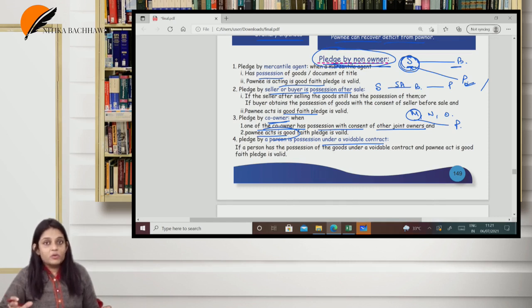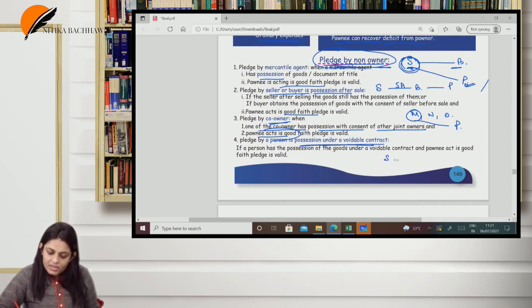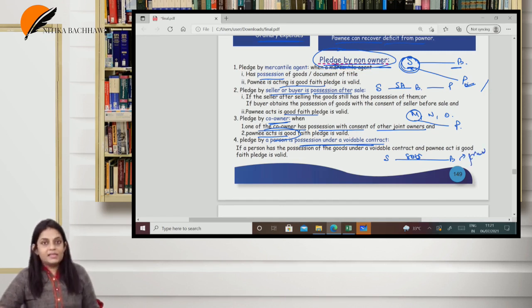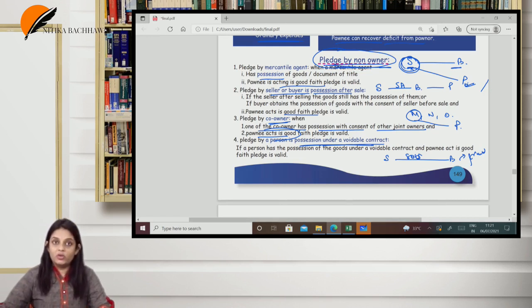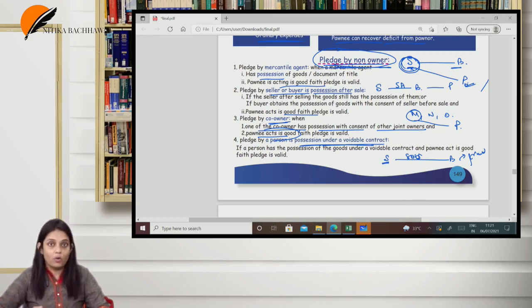So if I have the possession of the goods under a voidable contract, and before the contract is cancelled, I pledge the goods, the pledge is valid. S sold his goods to B, and B pays by check which B knows would bounce. Can I say B has committed a fraud? Yes. So the contract is voidable at S's option.